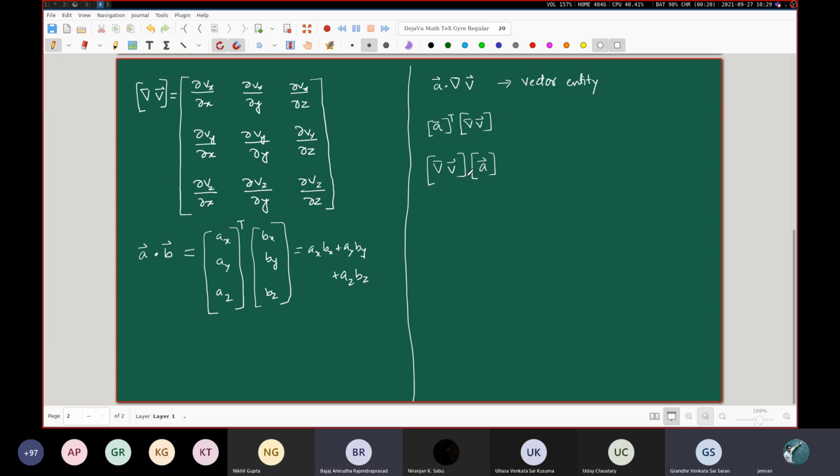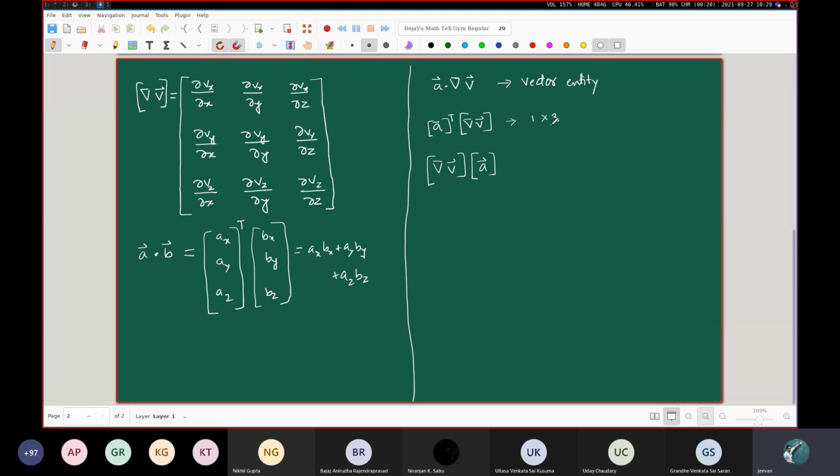First of all, you tell me how many rows and columns are there in the way that you have written this thing. How many rows and columns will be here? So for Nabla V, it will be 3 by 3, and for the final result. Final one, what will it be? Will it be 1 by 3? It will be 1 by 3.